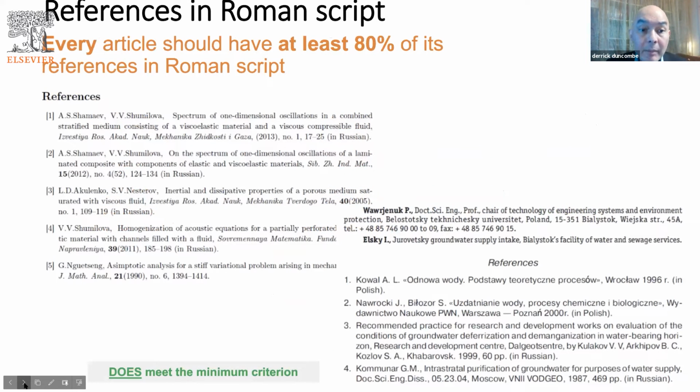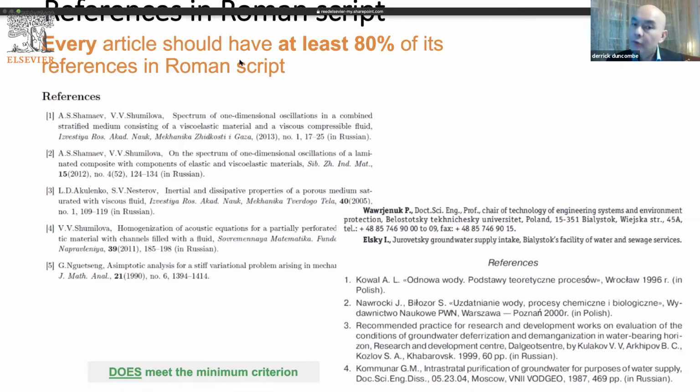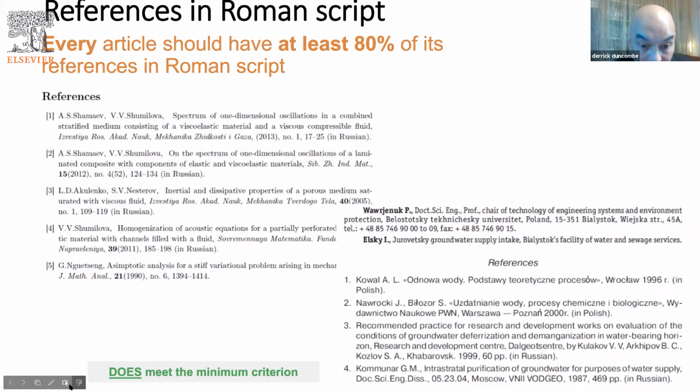So this is an example of what we call references in Roman script. Why do we put it up front here? Because many a time people say, okay, references in Roman script, I sort of understand, but not really. So if you look at these 2 examples here, what do you notice? You notice that at least 80% of it is in Roman script. So this one means everything here meets the criteria.